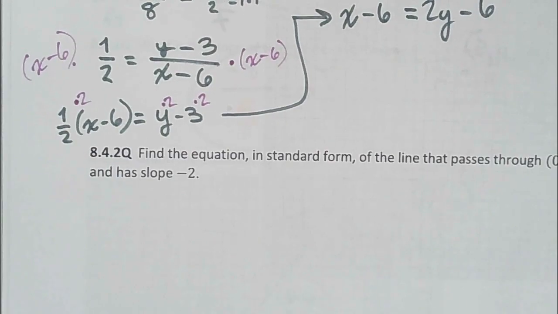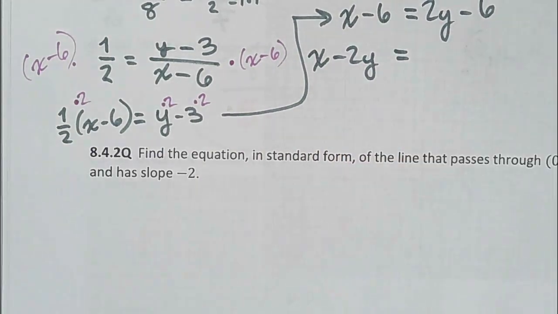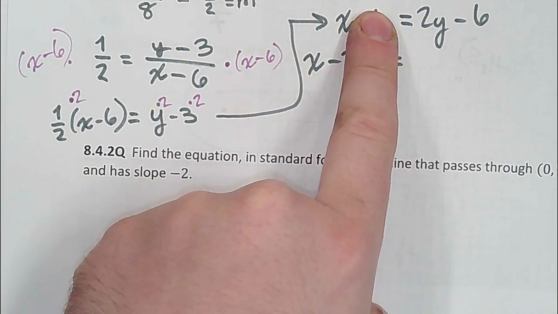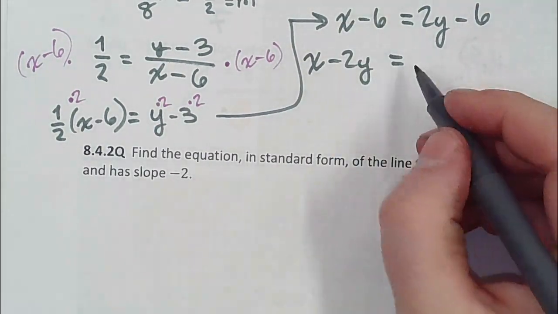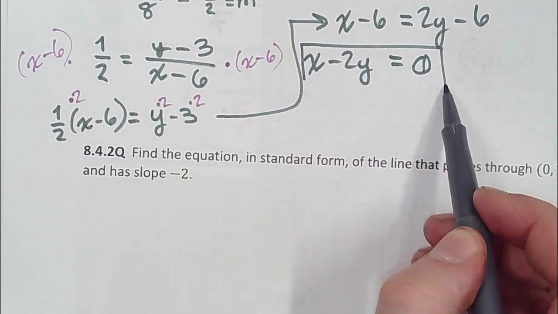And to get in standard form, we want x and y on the same side. So I'm going to subtract the 2y, move it over to here. And I'm going to add 6 to both sides. If I add 6 to both sides, you might notice on this side it goes away, because that's why we did it. But also it goes away on this side, so we just get 0. That's okay if you get 0. 0 is a valid answer. And there's our standard form.